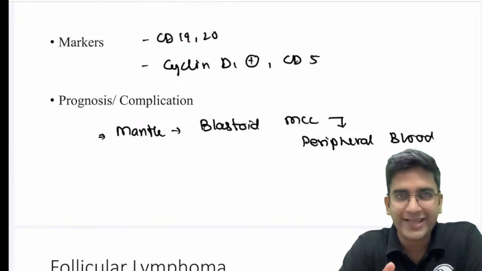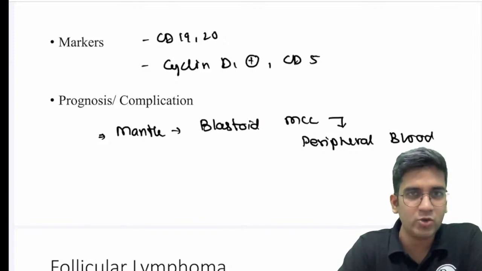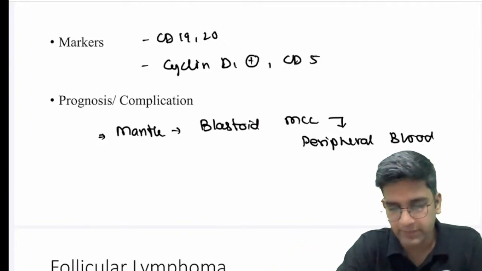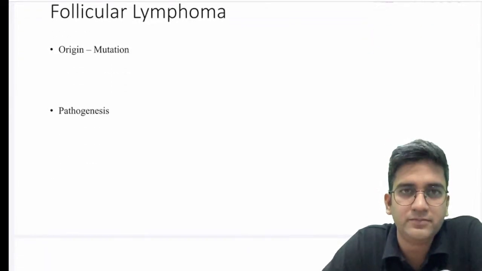Origin, pathogenesis, history is more or less same. Lymph node, again one finding, more or less same. Marker you already know. Little bit about prognosis. That's it. Fine. Follicular. Translocation follicular. Anyone?